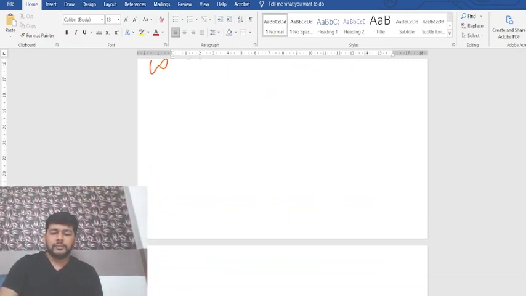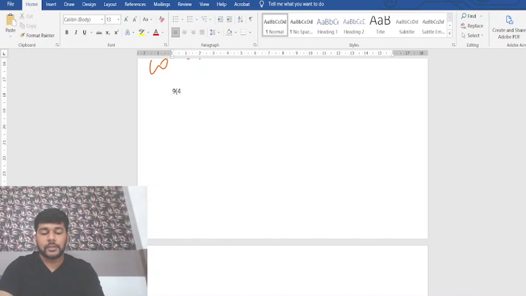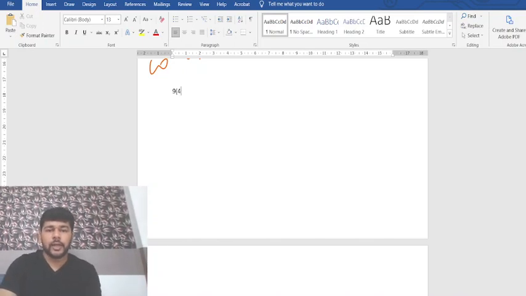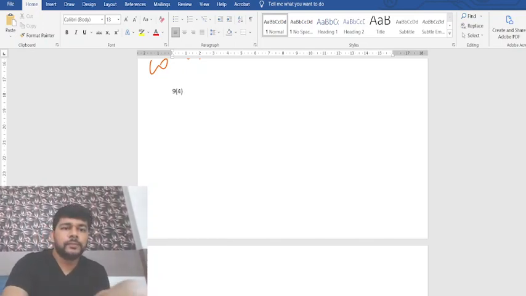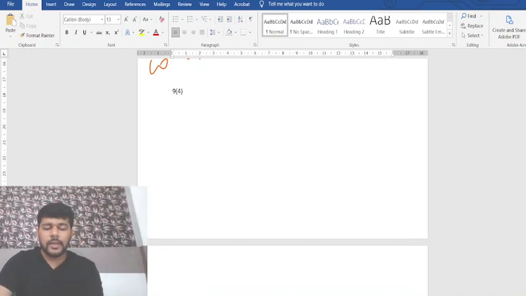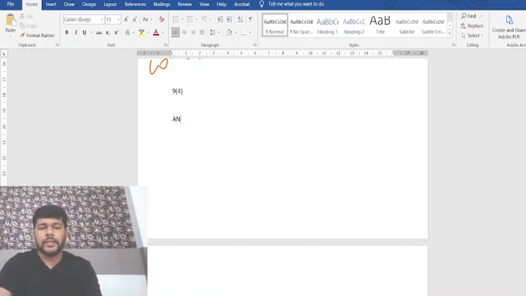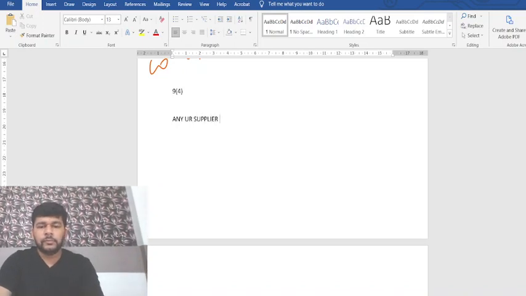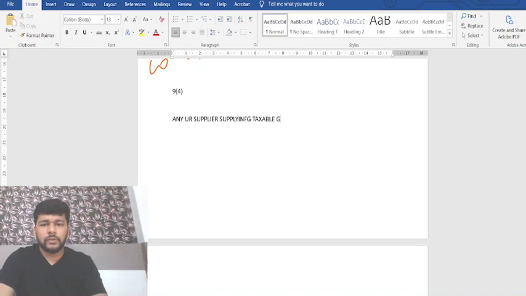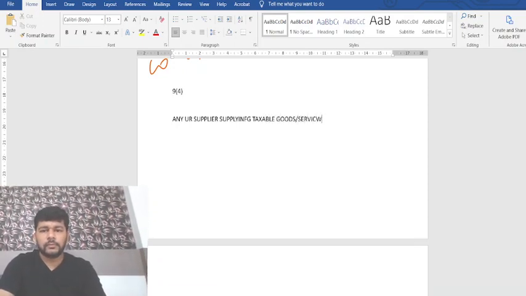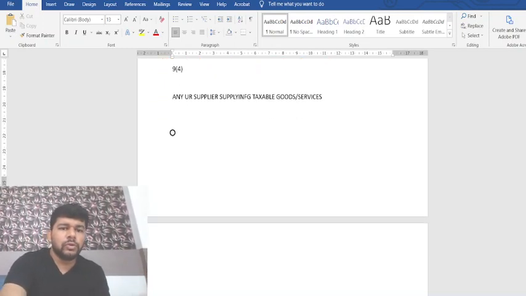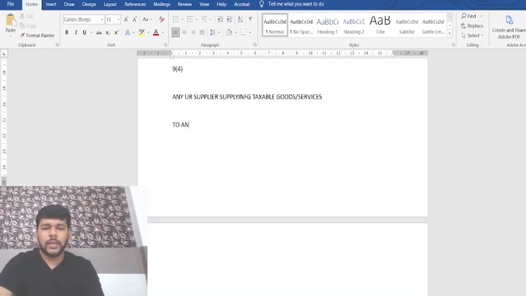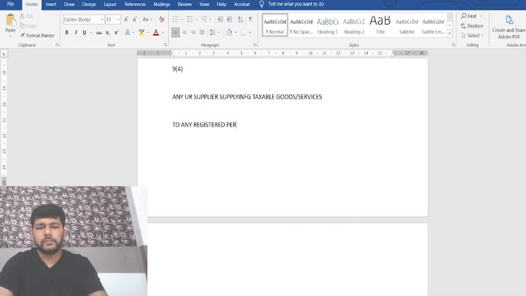Section 9(4), at the time of its introduction, what was it? Any unregistered supplier supplying taxable goods or services to any registered person.